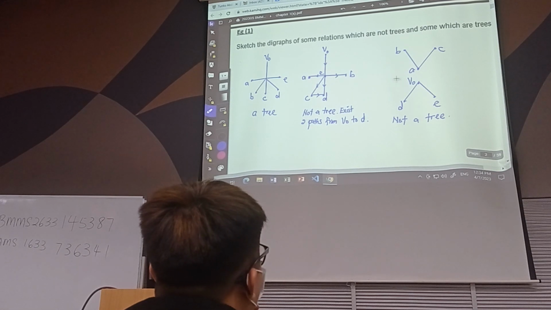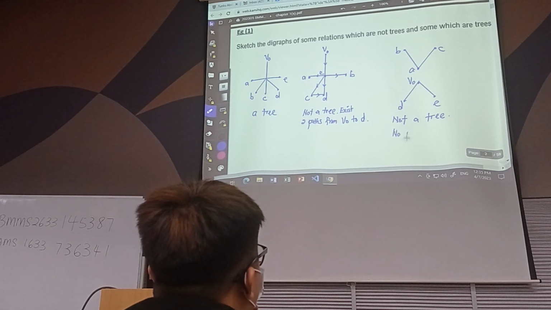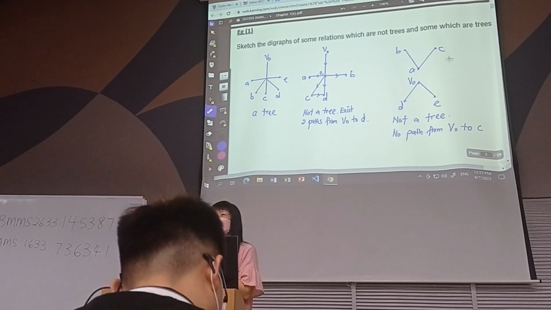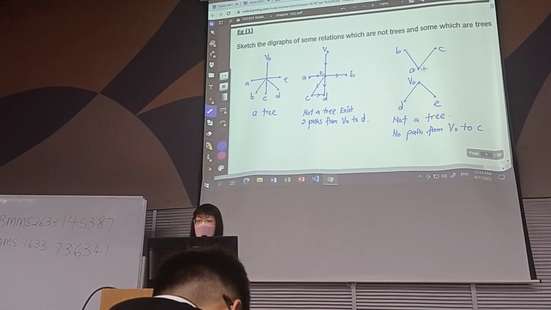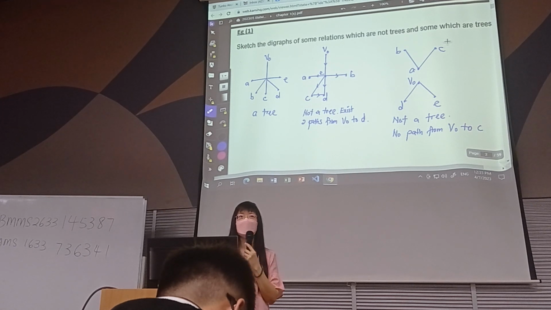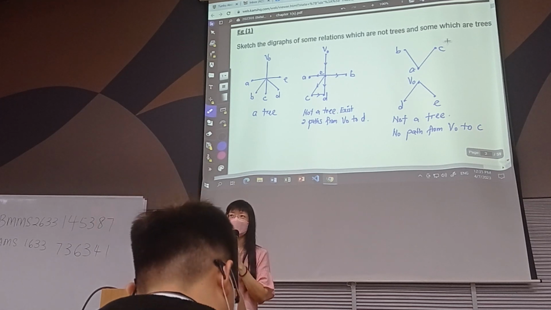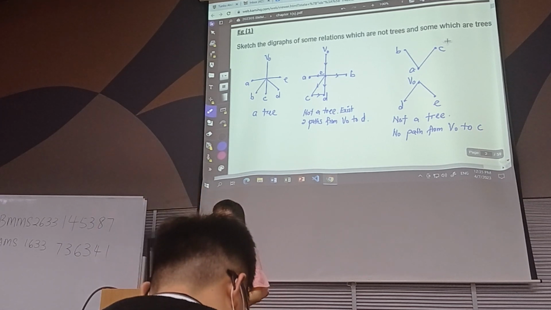Because the root, if let's say the root is V0, it is not connected to A, B, and C, right? Okay, so we just say that no path from V0 to C. Or you can say no path from V0 to A, or no path from V0 to B. As long as there is one vertex that is not connected, then it is not a tree. If it is a tree, all the vertices you have must be connected. Understand that?